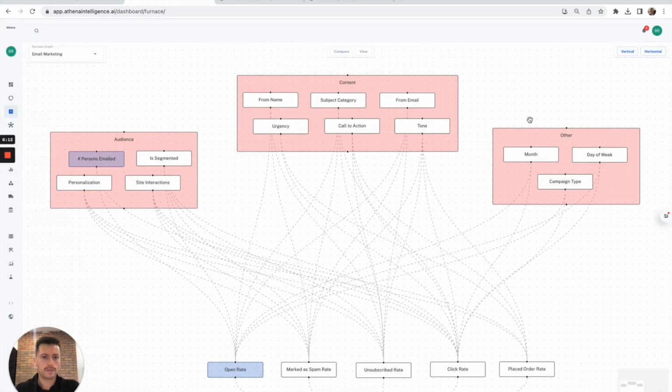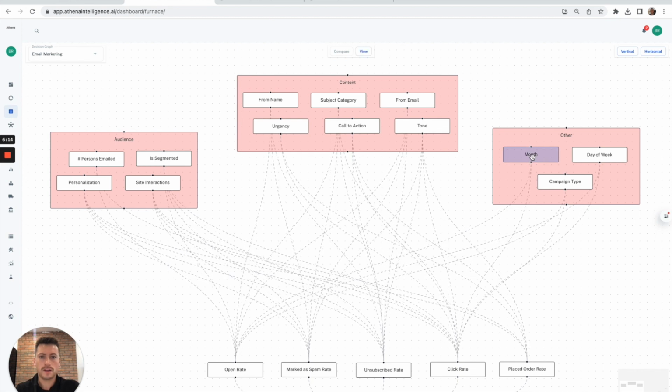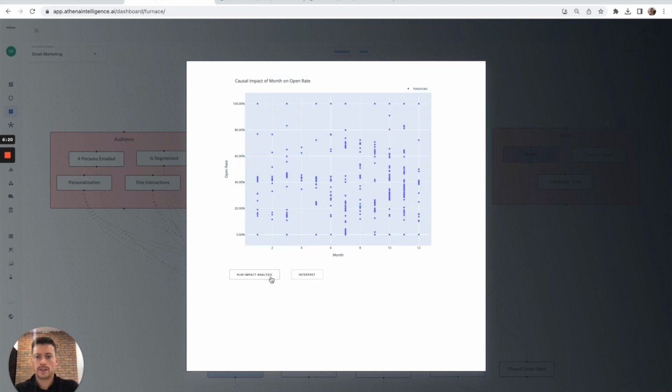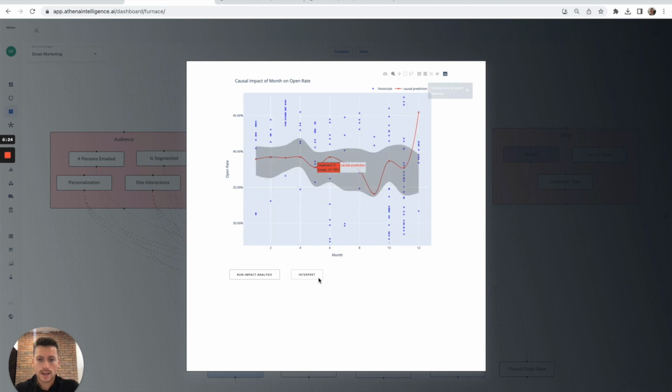We'll do one more here. The last one I'll do is going to be the month that you send the email and the open rate. And again, we notice some seasonality. We can run an impact analysis, and I'll kick off an interpretation.